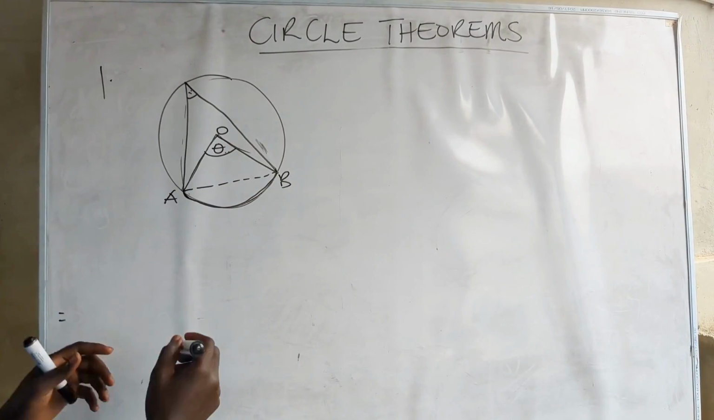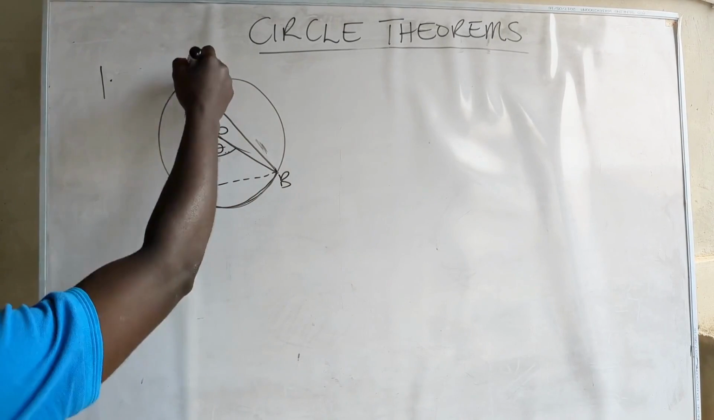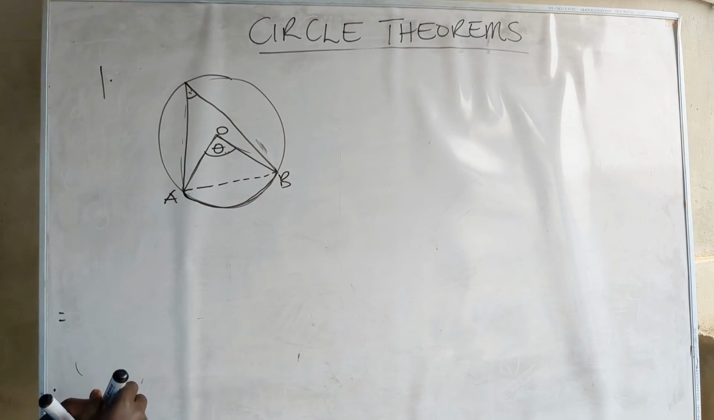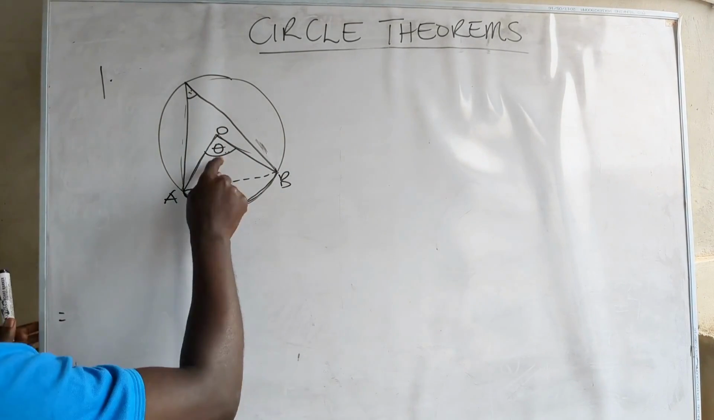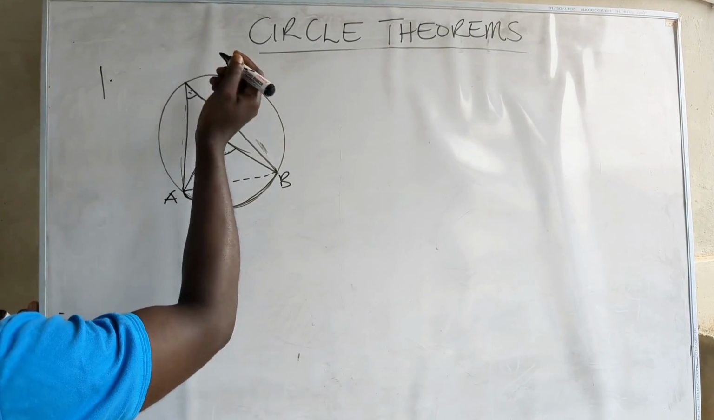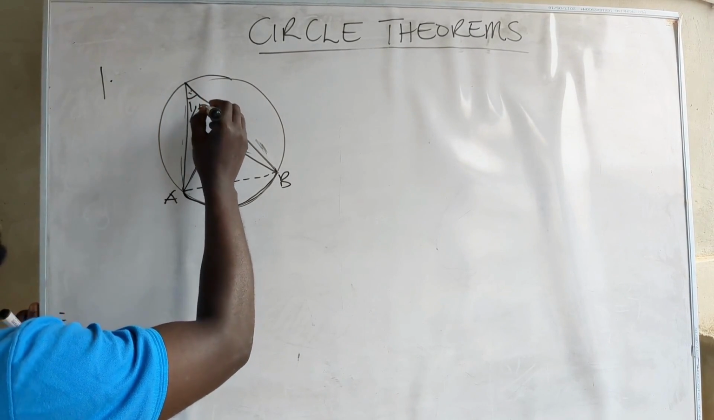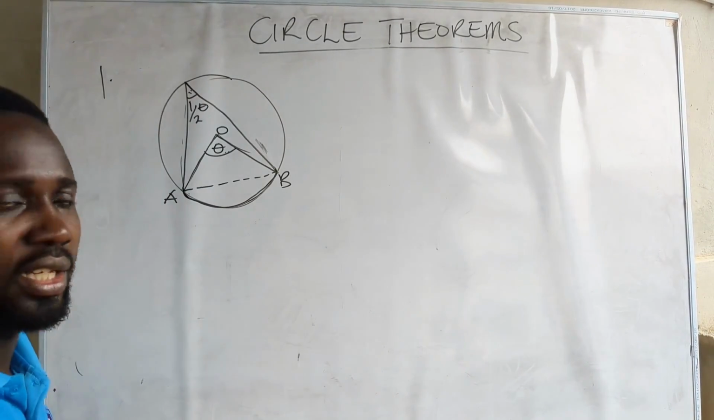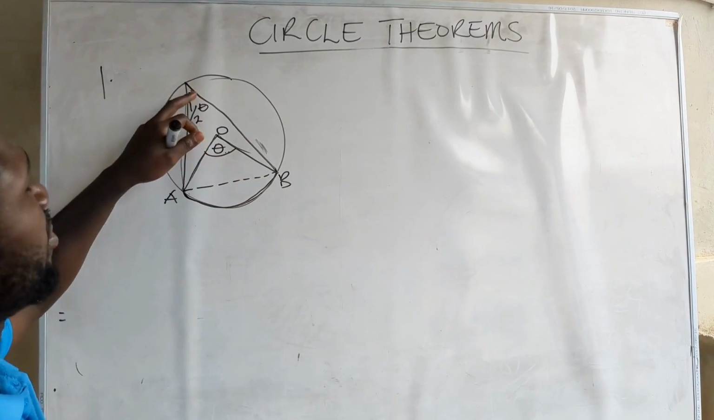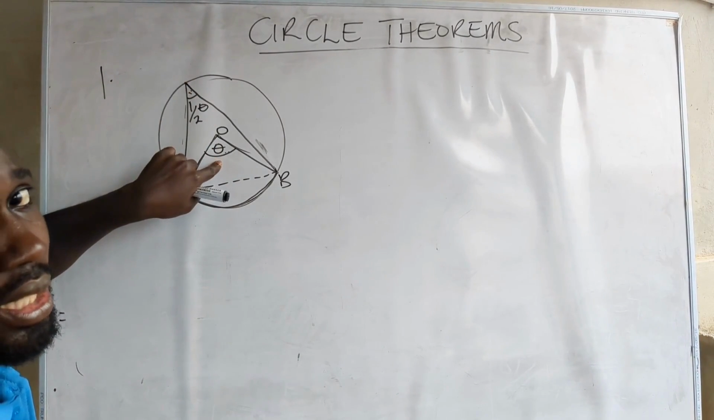So what we are saying is that if that happens, then the angle at the center is twice the angle at the circumference. So when you divide this one by 2, you get whatever is here. In reality, here will be half of what? Half of theta. Whatever is here, when you divide by 2, you get it, or whatever is here, when you multiply by 2, you get what is here.